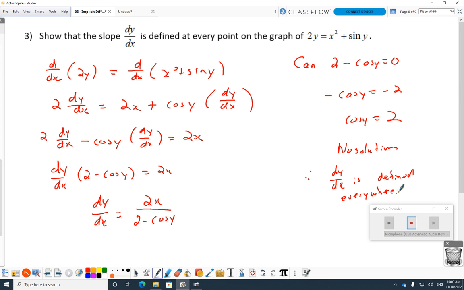I went reasonably fast there. So if there's a step you have a question on, let me know. Georgia, what do you got? Derivative of sine y is cos y times the derivative of the inside. So now your bracket is here instead, times the derivative of the inside, which is just dy/dx.